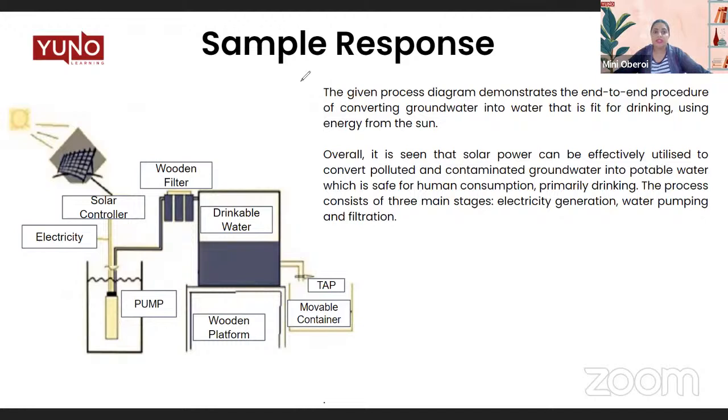After writing the introduction and the conclusion, what do we see here? We can see the introduction paragraph and we can see the overview paragraph.